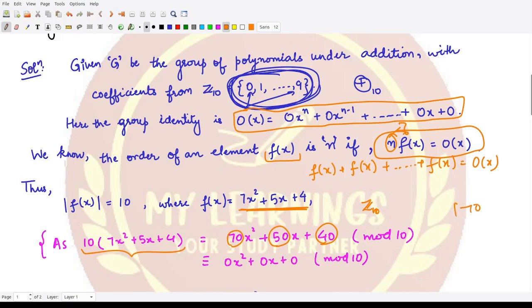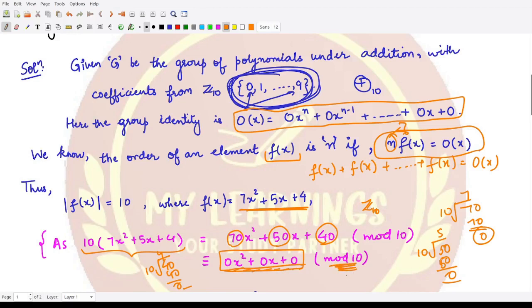When you divide 70 by 10, you obtain 0 as the remainder. Similarly, when you divide 50 by 10, you have 0 as the remainder, and when you divide 40 by 10, you have 0 as the remainder. So in each case you have obtained 0. Finally, you obtain the 0 polynomial after applying the operation of addition modulo 10. Therefore, in this case, the number n is 10, and that is the order of fx.